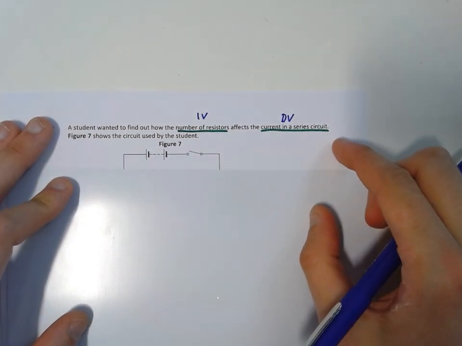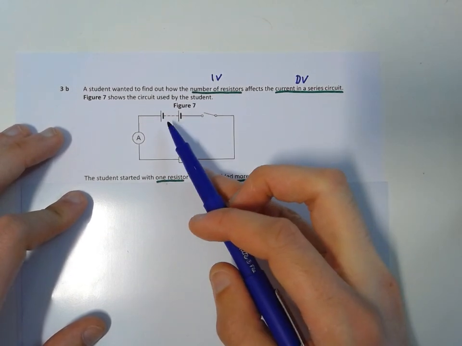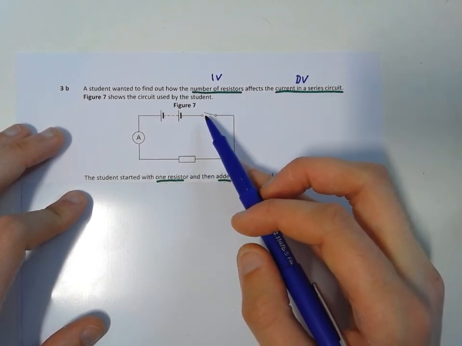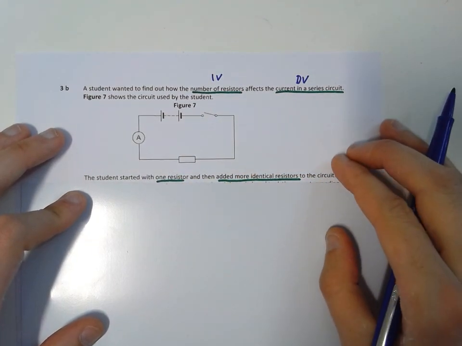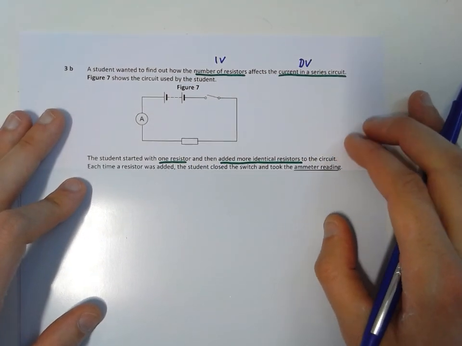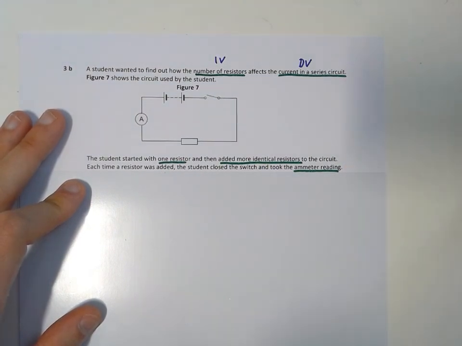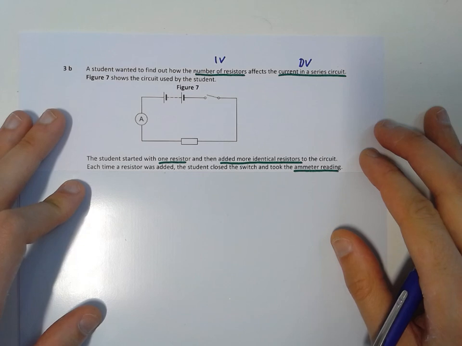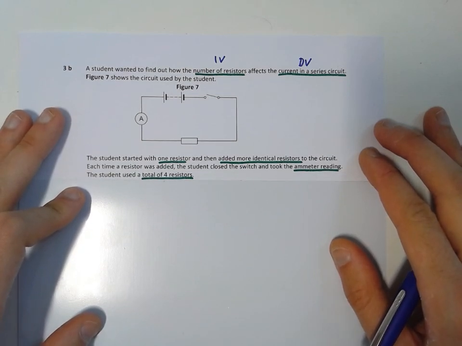Figure 7 shows the circuit used by the student. So I've got a simple battery, switch, resistor, and an ammeter. The student started with one resistor and then added more resistors to the circuit. And these are again identical resistors being added. Each time a resistor was added, the student closed the switch and took the ammeter reading. And the student used a total of 4 resistors.